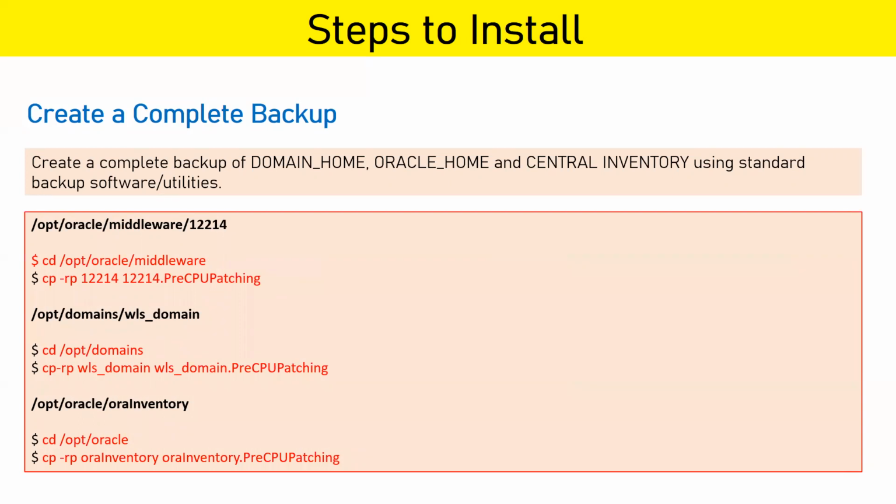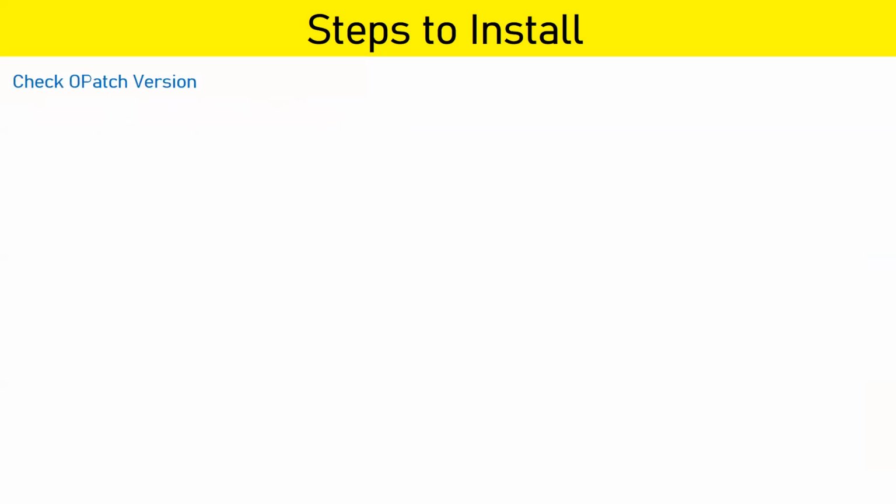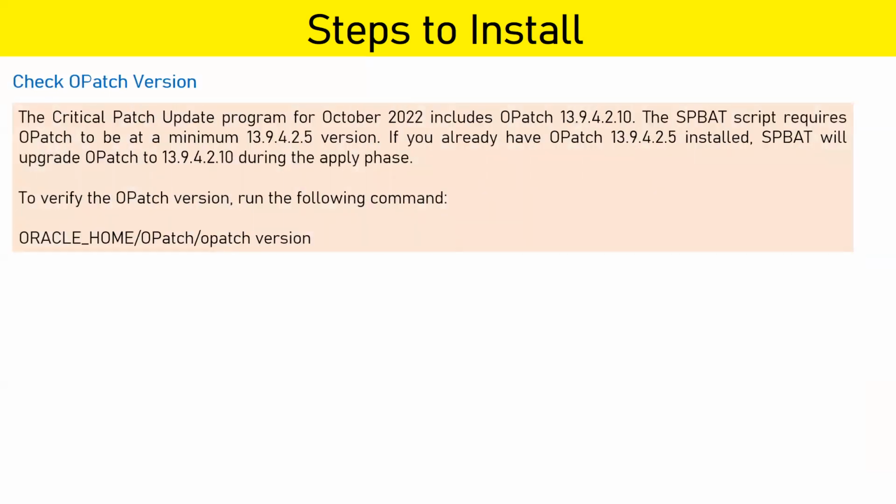Okay, with pre-CPU patching, this is the standard method of taking the backup of your WebLogic when you are going for patching or even for any kind of major activity. Before that, you have to take the complete backup of your middleware home, your domain, and the Oracle inventory file as well. Next, you have to check the current OPatch version. The command is the same that you are using as of today as well.